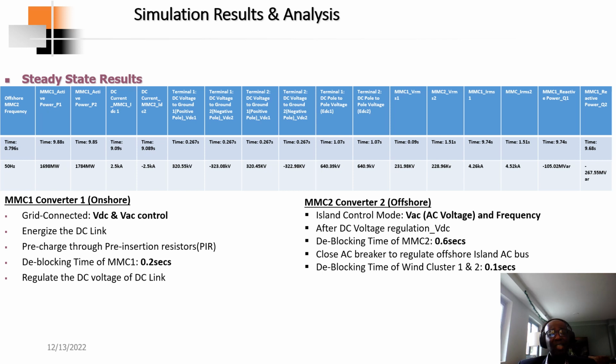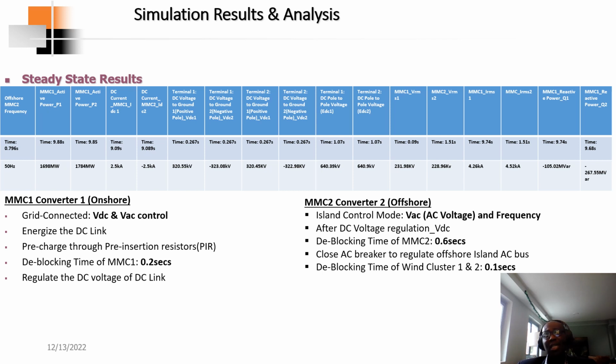So during energization, we energize the DC link, right? Okay, so energize the DC link to the required DC voltage. And this is a pre-charge through DC insertion resistance, right? So that is how the DC link is charged. Then, after the DC link attains its full voltage, MMC1 is deblocked for it to start operation. Then after that, we regulate the DC voltage of the DC link.